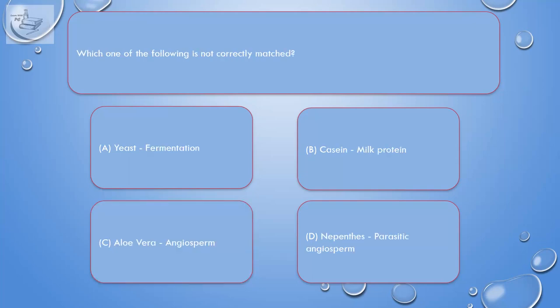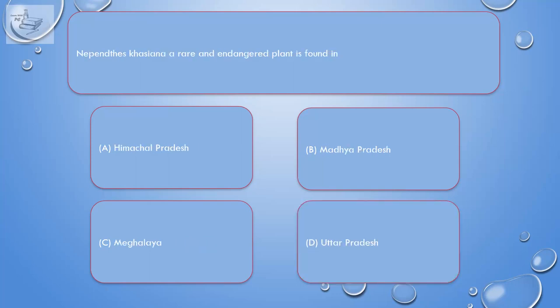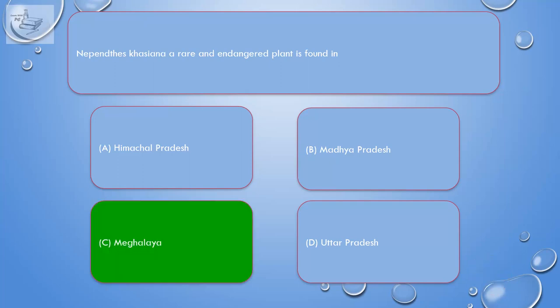Question: which one of the following is not correctly matched? A. Yeast, fermentation, B. Casein, milk protein, C. Aloe vera, angiosperm, D. Nepenthes, parasitic angiosperm. Correct answer is D. Nepenthes, parasitic angiosperm. Question: Nepenthes khasiana, a rare and endangered plant, is found in A. Himachal Pradesh, B. Madhya Pradesh, C. Meghalaya, D. Uttar Pradesh. Correct answer is C. Meghalaya.